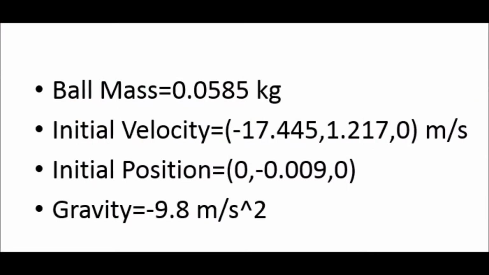I found that the mass of the tennis ball was about 0.058 kilograms. The starting velocity was negative 17.445 meters per second in the x direction and 1.217 meters per second in the y direction. The starting position was the origin. I also used the gravitational constant negative 9.8 meters per second squared.